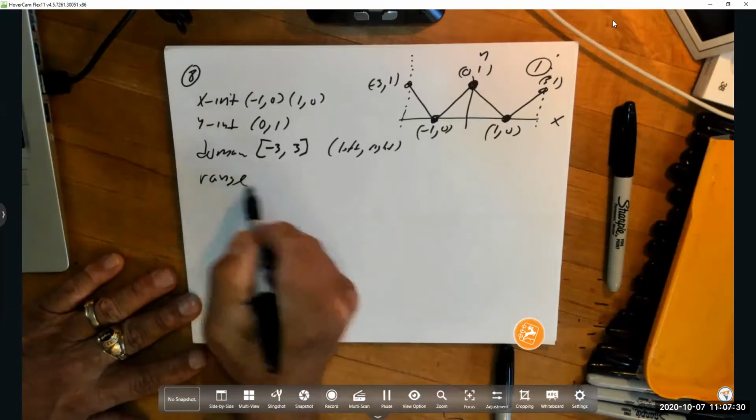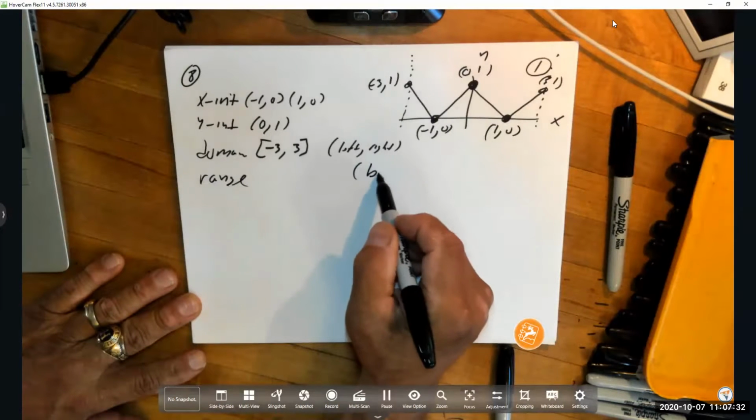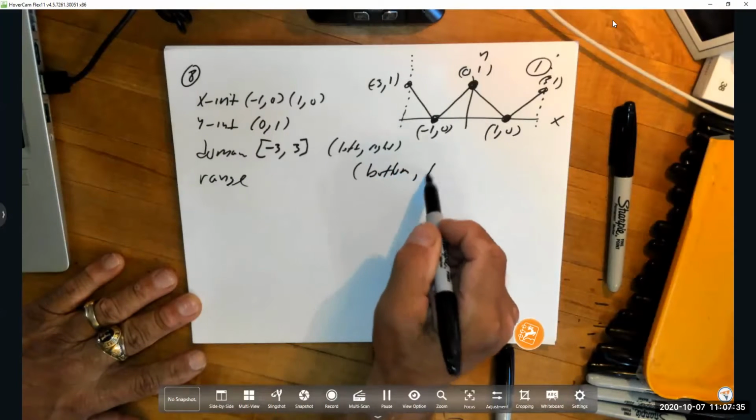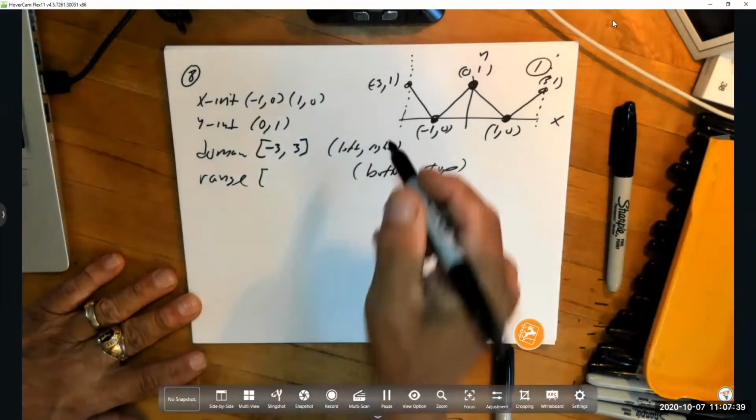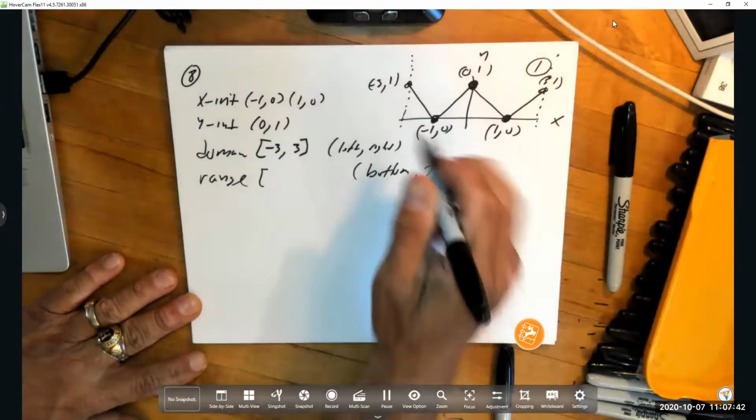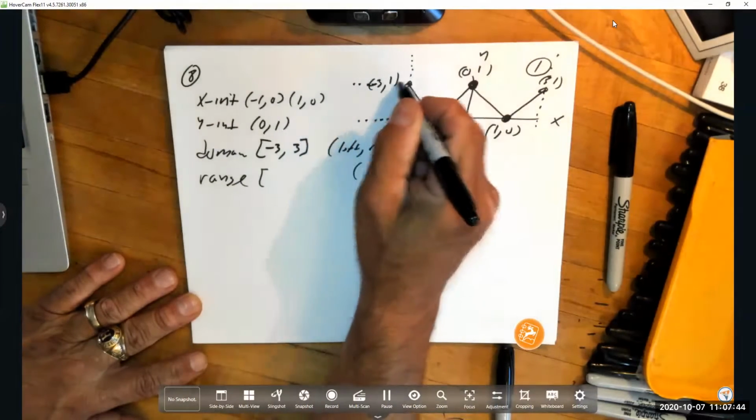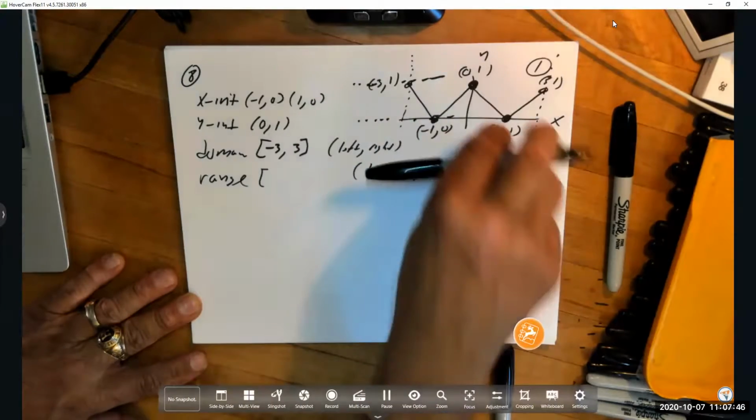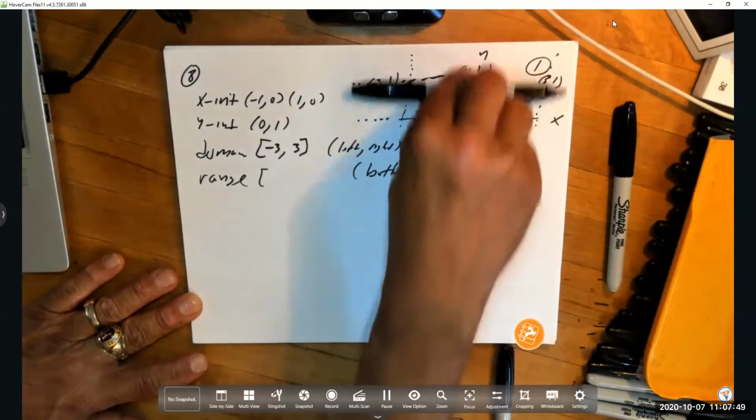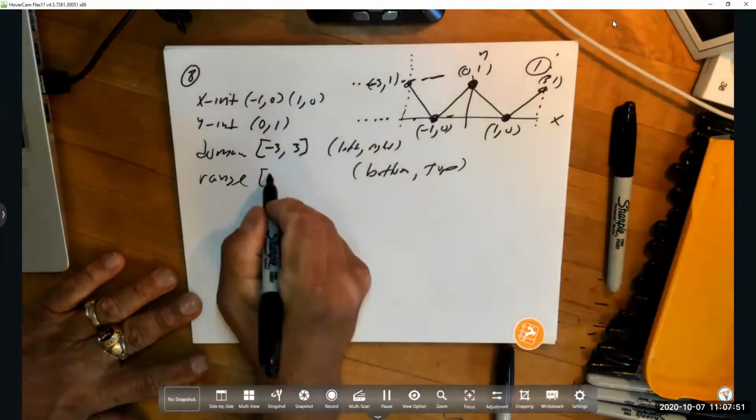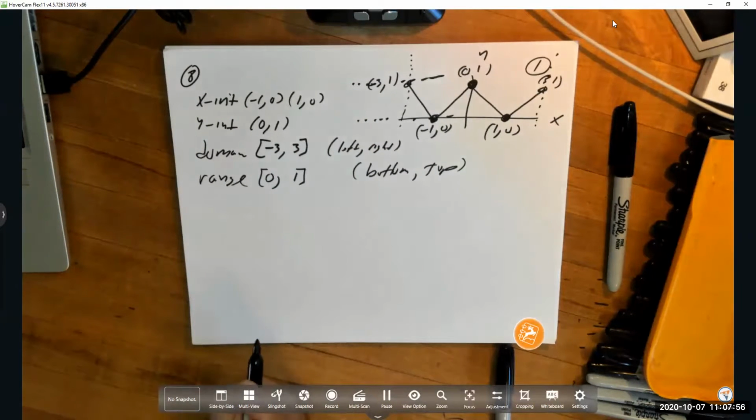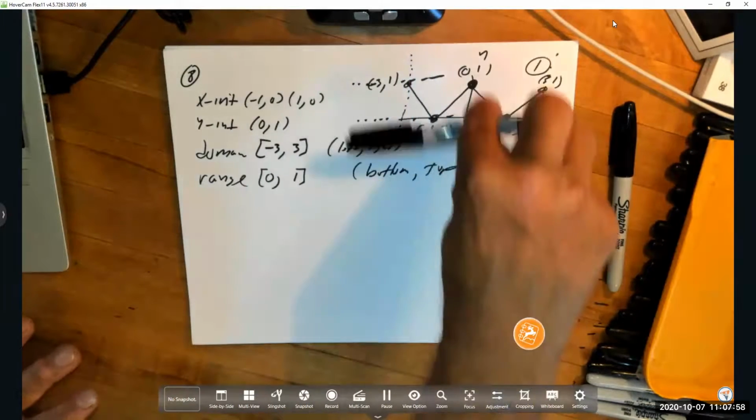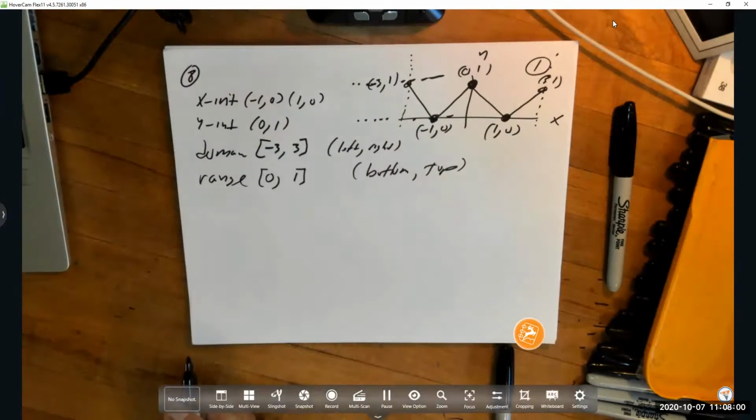Range. What does range mean? It means the bottom of the graph and the top of the graph. So the bottom goes to 0 right here, and I just put some dotted lines here too. It goes from 0 up to 1. 0, 1 is trapped in there somewhere. So it goes from 0 to where? 1. That's the range. Okay, domain, and then the range.